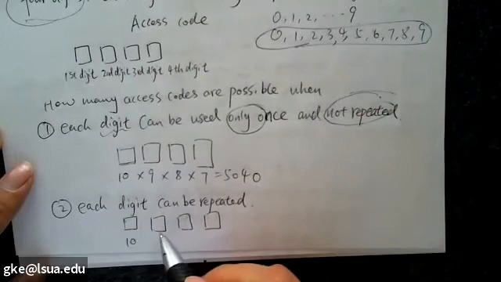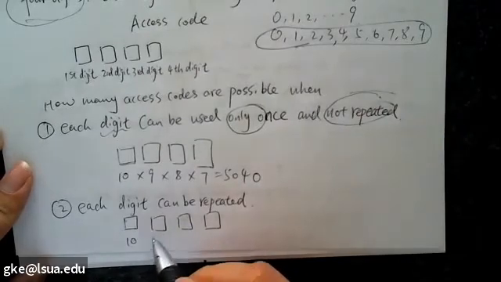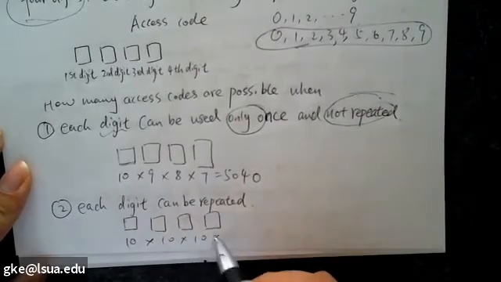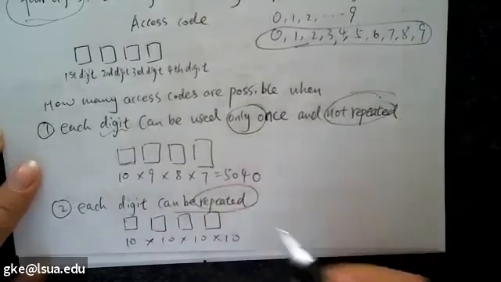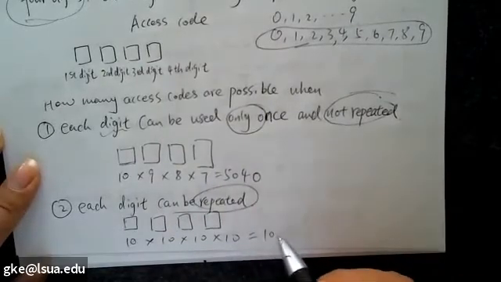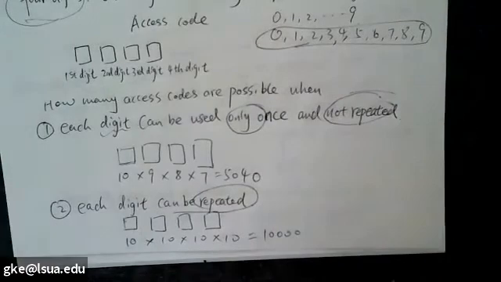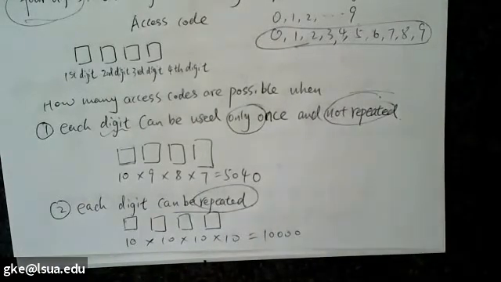How about the second digit? Actually, they can be repeated. So we have 10,000. Okay, that's it. Now let's take a look at another one.